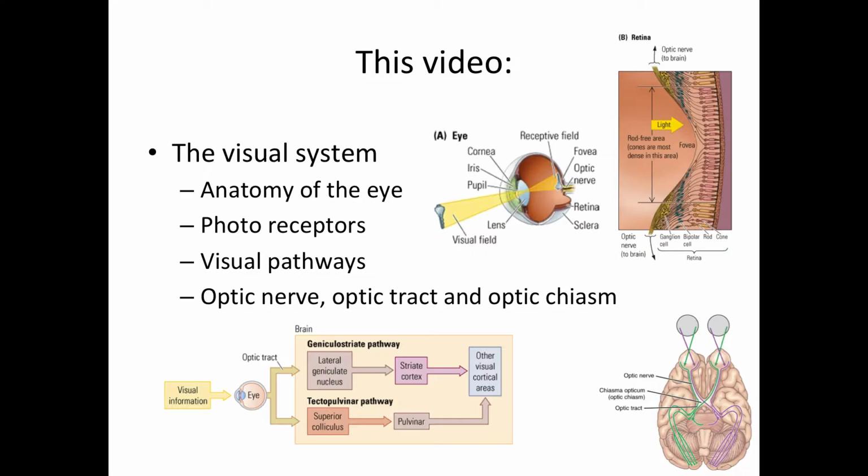So first we're going to talk about some anatomical features of the eye, all the different parts of it. You can also see that in the picture right here. And this picture is a zoomed in picture of the back of the eye, which is called the retina. We're going to talk about the photoreceptors, or the sensory receptors of the eye. And then we're going to talk about the two different visual pathways and also about the optic nerve, tract, and optic chiasm, as you can see right here.